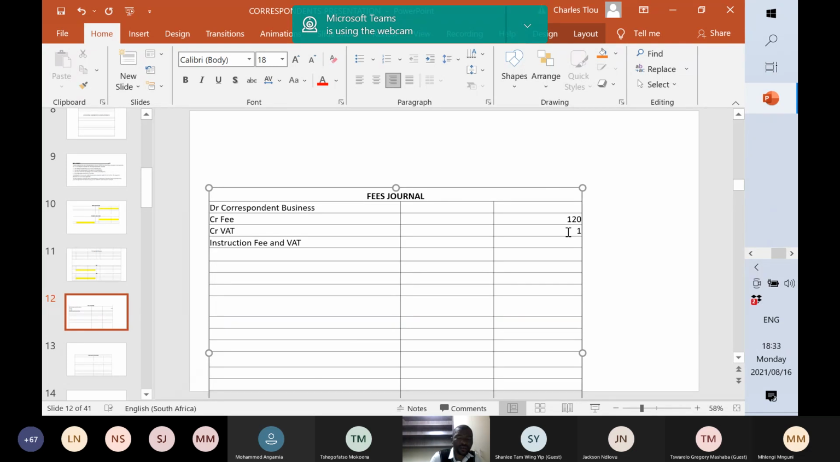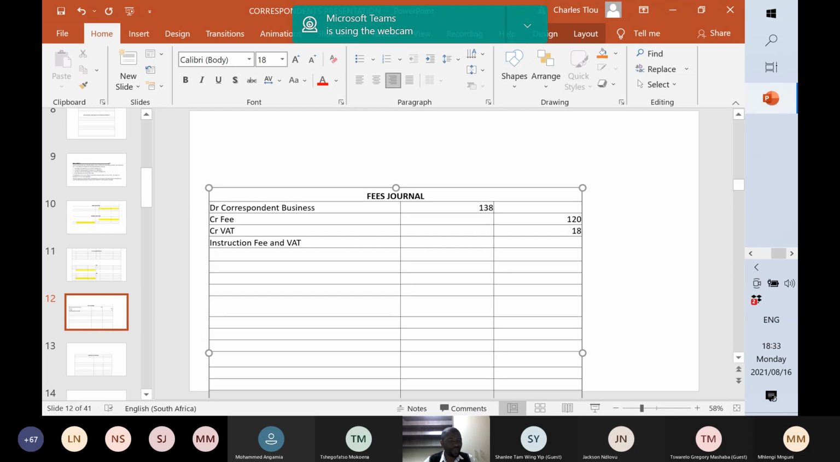18. 18, correct. That is 18 rand. And remember, your client must pay both the fees and the VAT. Therefore, 120 plus 18, it gives you how much? 138. 138, correct. Therefore, debit correspondent business 138, credit your fee 120, and then credit your VAT at 18 rand.